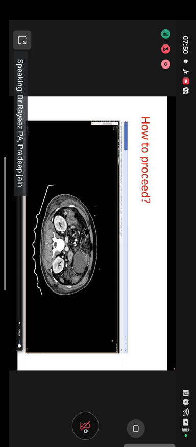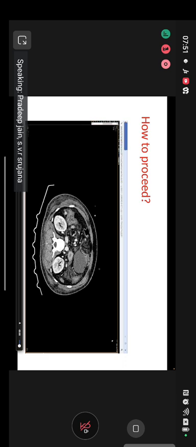Do you think this collection is blood? There's not much enhancement seen in the collection. It is not a dense collection. It's quite a hyperfluid type. Yes, sir. So would you like to do aspiration or placement of a PCD in this case? PCD placement will be better, sir. Yes. This is not looking like a blood collection.